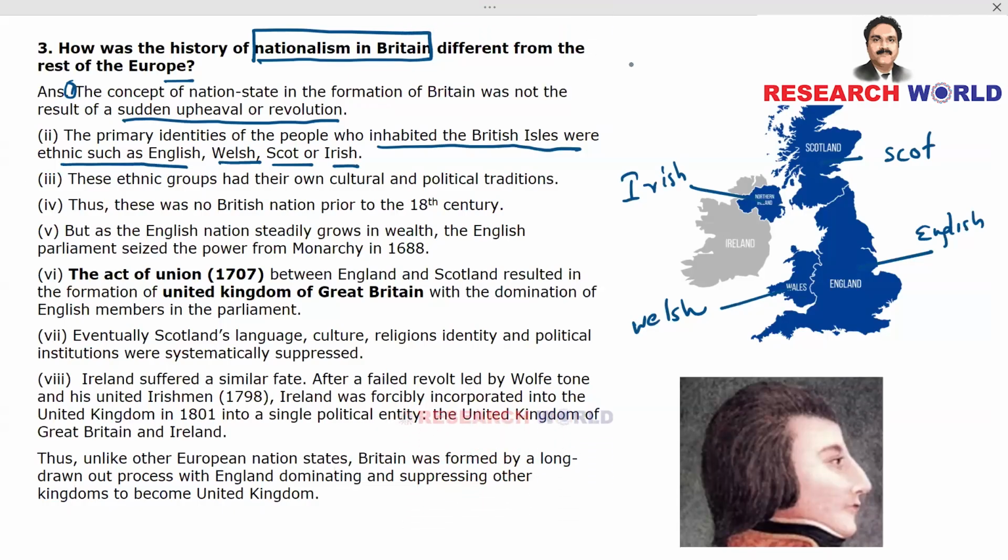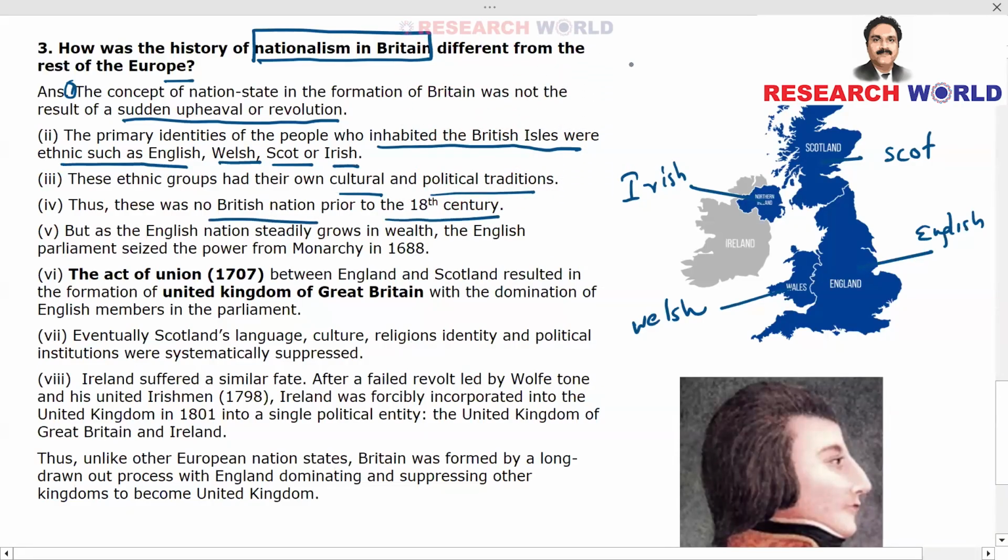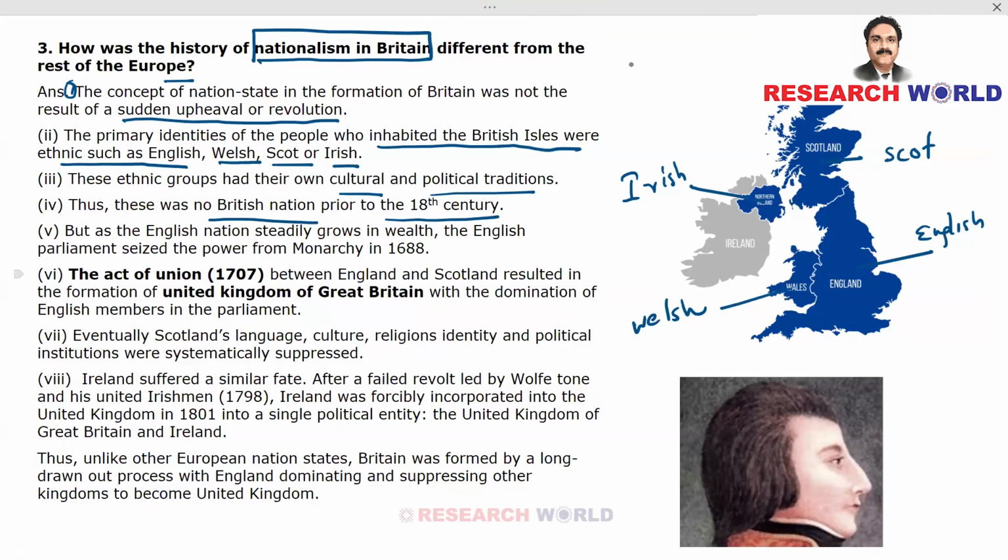Now, these ethnic groups had their own cultural and political traditions. Thus, there was no British nation prior to the 18th century. But as the English nation steadily grows, England started growing.